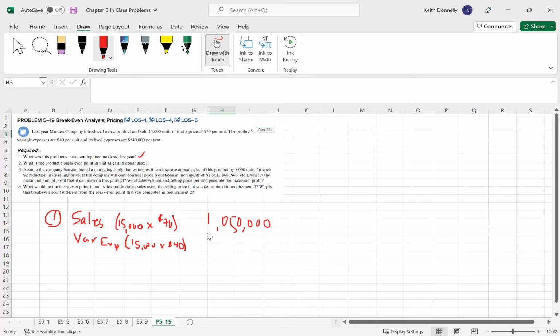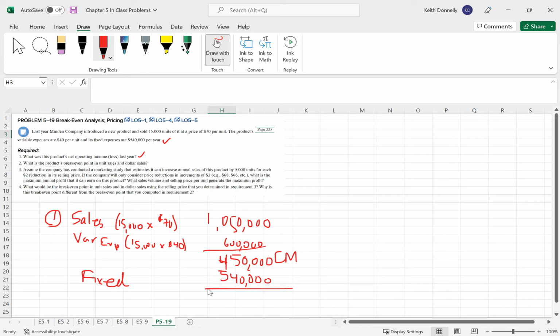When you do the math on that, it's going to be 600,000. So our sales minus our variable expenses, we're going to have a contribution margin of 450,000. Then we back out our fixed expenses. Looks like that's 540. Right, 540,000.